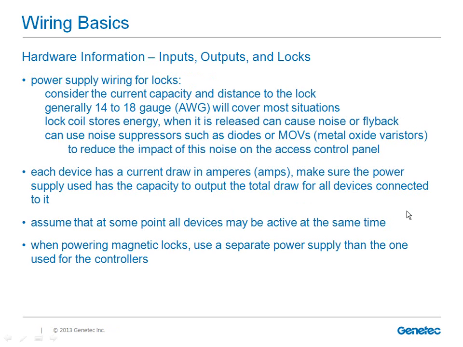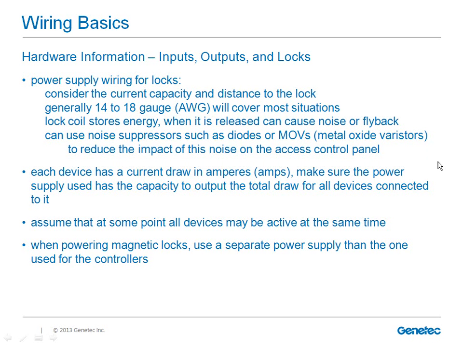Now related to the locks, I'd like to talk about the power supply wiring for a minute. When we're considering the power supply, you'll need to know the capacity it needs to provide, as well as the distance to the lock and any degradation that may occur. We can generally use anywhere from 14 to 18 gauge wire for power, 14 gauge being thicker wire than 18 gauge.